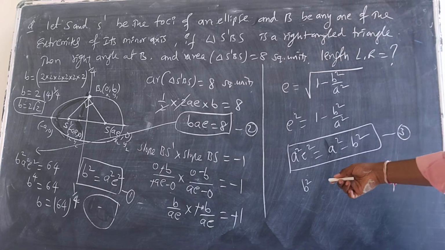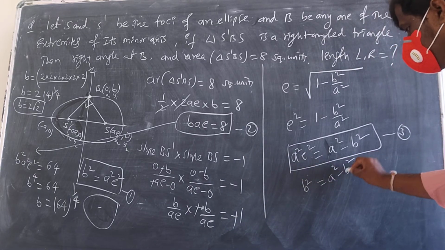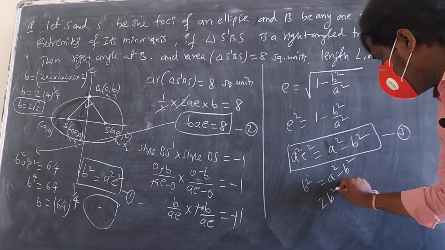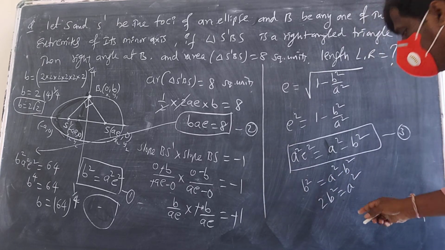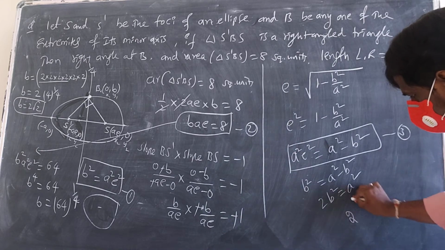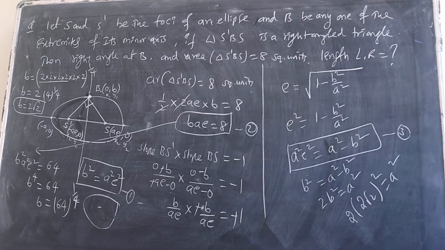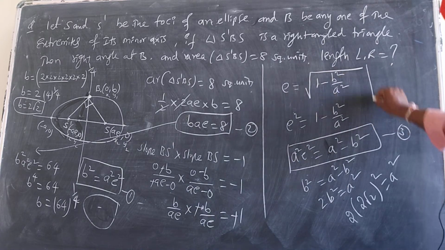This way is easier. b square is equal to a square minus b square, so 2b square is equal to a square. Okay, so you already got the b value, and now you will get the a value. So what can I write? 2 into 2 root 2 whole square is equal to a square. From this you will get the a value.